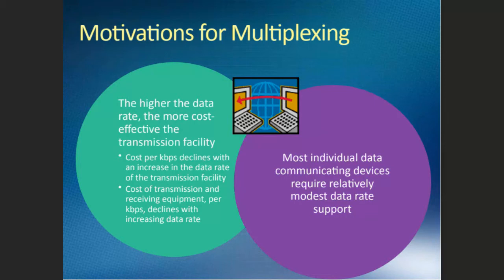And also, for end users, they don't really need high speed. If you have a fiber optic cable, imagine you have only like 10 users using it, and this cable is very fast, a point-to-point link, and you are paying the telecom company $10,000 a month, and then only five users are sending. It's not efficient.